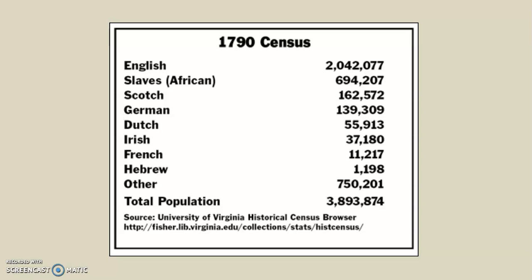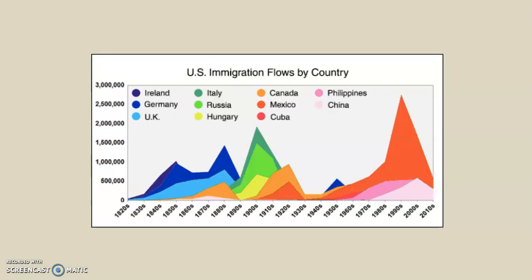This is a 1790 census from the University of Virginia. You can see the numbers of people as it was counted at that time. English, people of English descent, African slaves, Scots, which would be people of Scottish descent, Germans, Dutch, Irish, French, Hebrew, which is Jewish. Other, I honestly don't know what the other is. I would assume this may be indigenous people who are being counted, and then the total population, 1790.